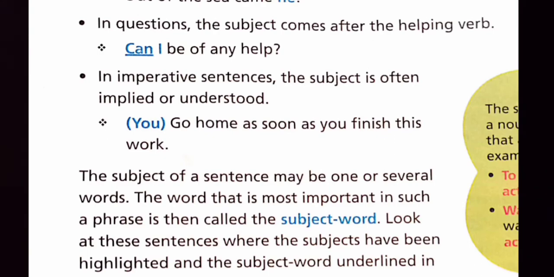The subject of a sentence may be one or several words. The word that is most important in such a phrase is then called the subject word. Look at these sentences where the subjects have been highlighted and the subject word underlined in each case.